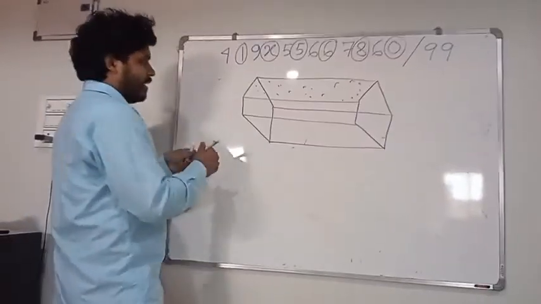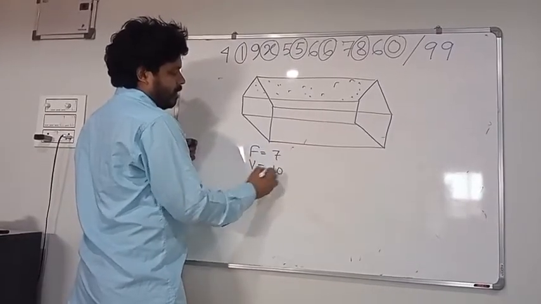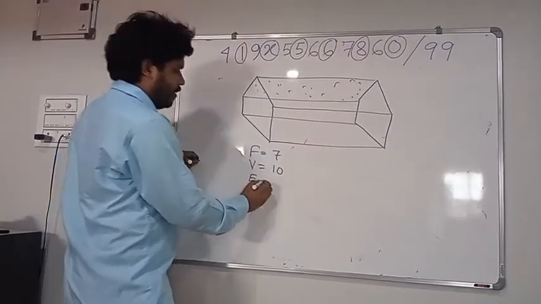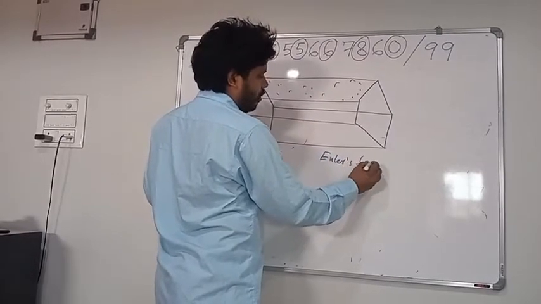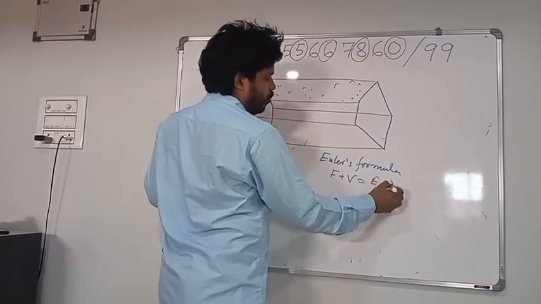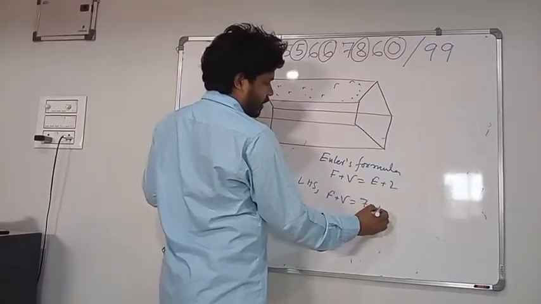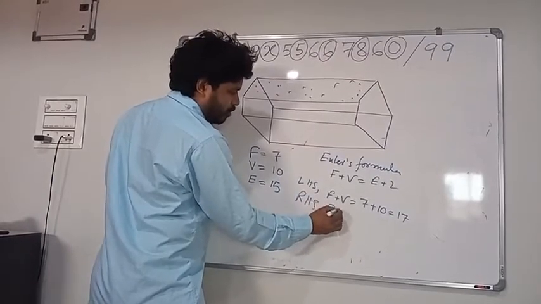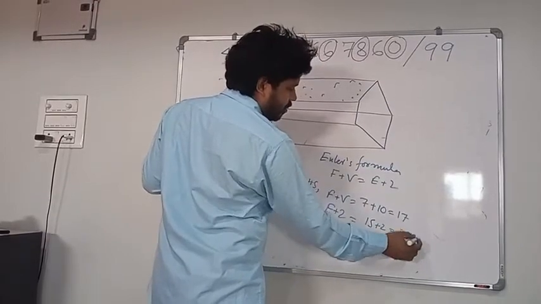How many faces are there here? Faces are 7. How many vertices? 10. How many edges? 15. So Euler's formula is F plus V is equal to E plus 2. Now the left hand side, F plus V is equal to 7 plus 10, which is 17, and the right hand side, E plus 2 is equal to 15 plus 2, which is also 17. So verified, both are the same.